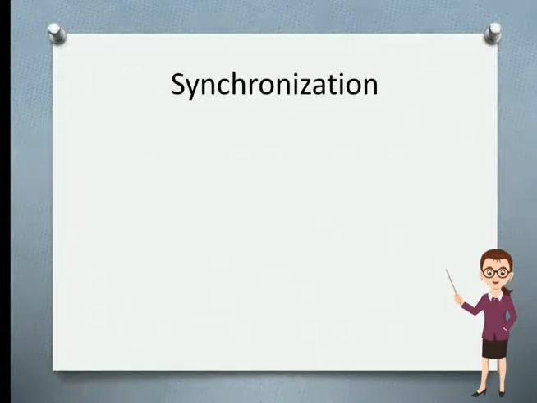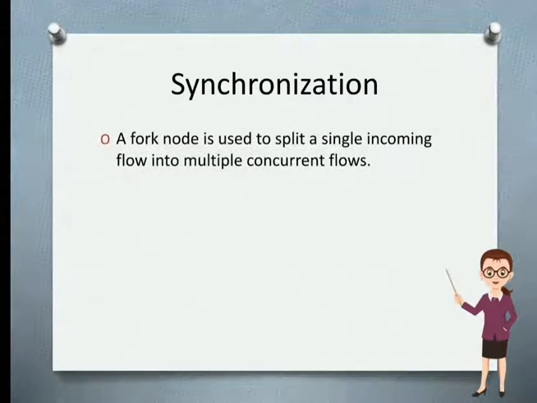The next important thing that we draw in an activity diagram is synchronization, which is not drawn in your flow chart. There are two types of activities, sequential activities and concurrent activities. The activities that can be performed one after the other are called sequential activities. To represent concurrent activities, synchronization bars are used. A fork node is used to split a single incoming flow into multiple concurrent flows. Suppose I have one activity, and after that activity we are going to perform multiple activities which are concurrent. In that case I am going to use a fork node.